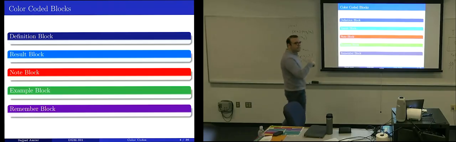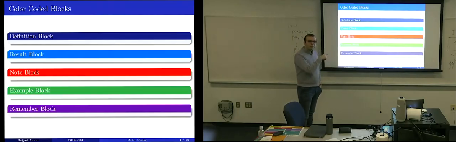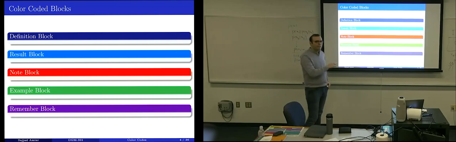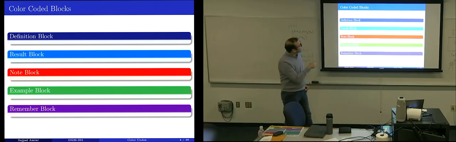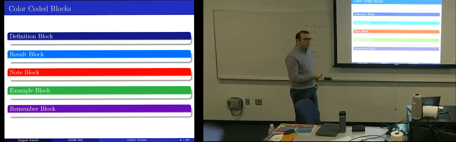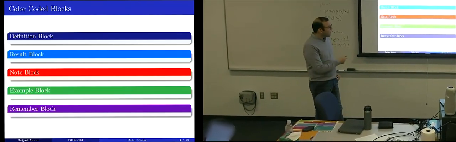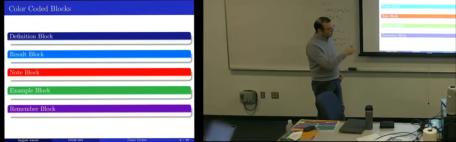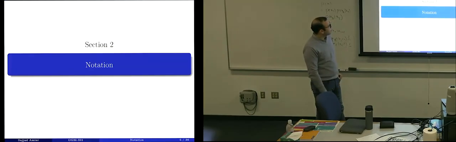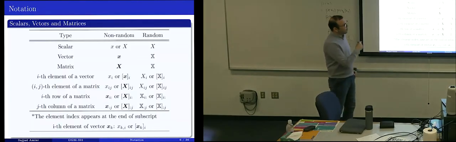Okay, during this course, I have a color code. These colors are not used in all courses, maybe it's based on some courses, but I use these color coding blocks. The blue blocks are, this color is the definition block, this color is the result block, this is the note block, this is the example block, and this is the remember block. Pay attention to the colors. Some of them may not be present in this course, but usually I will use some of them during the course. The most important part, the notation.